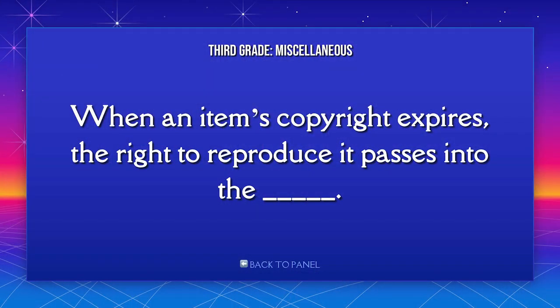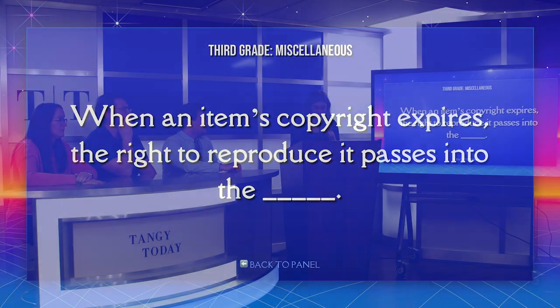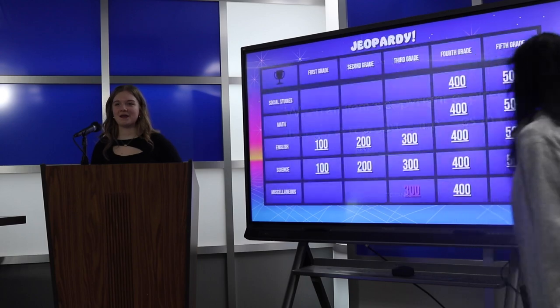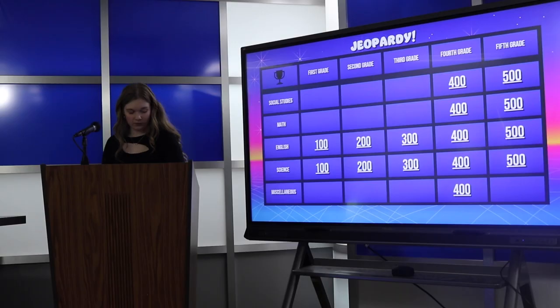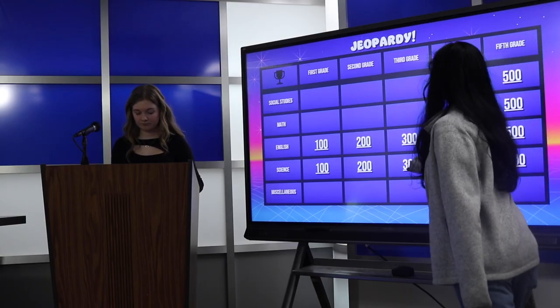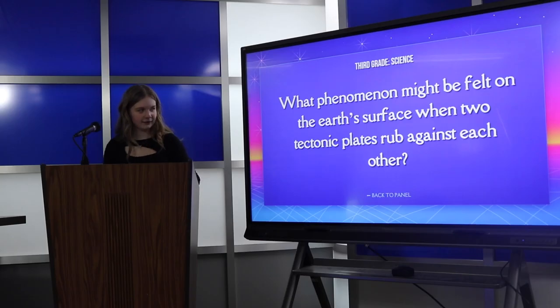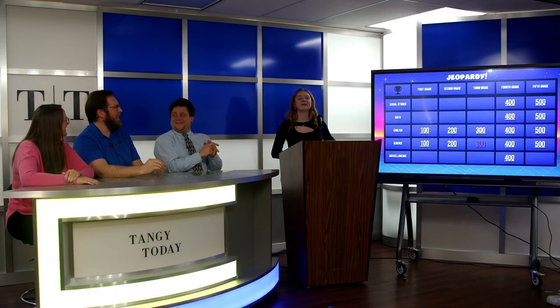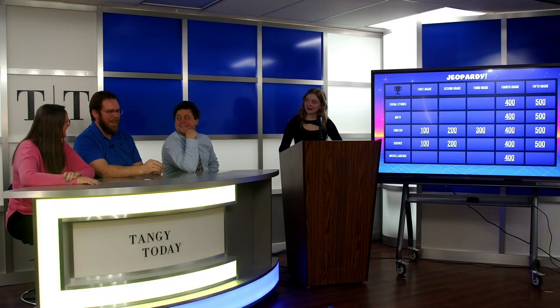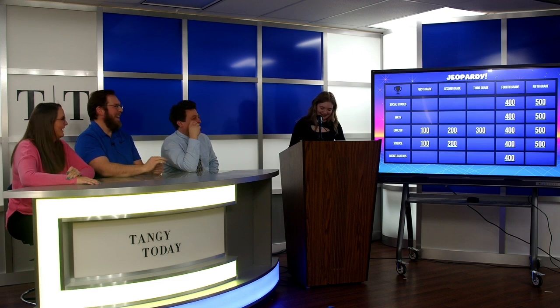Once an item's copyright expires, the right to reproduce it passes into the blank. Public domain? Yeah. Okay, pick a category. Let's do science 300. What phenomenon might be felt on the Earth's surface when two tectonic plates rub against each other? An earthquake. It was a really fancy way to word an earthquake. It's not the same level of difficulty as changing pounds into kilograms. Yeah, that was hard.